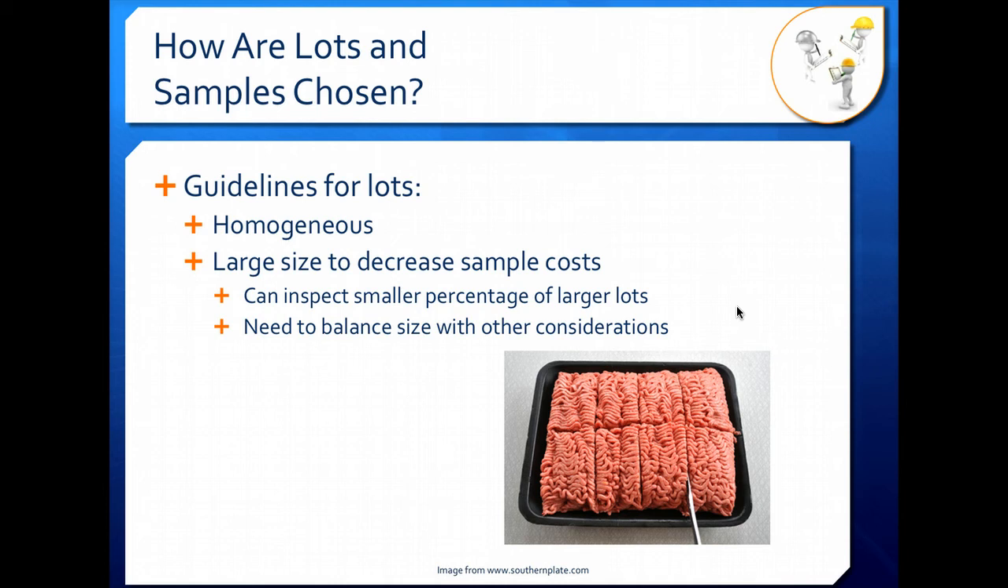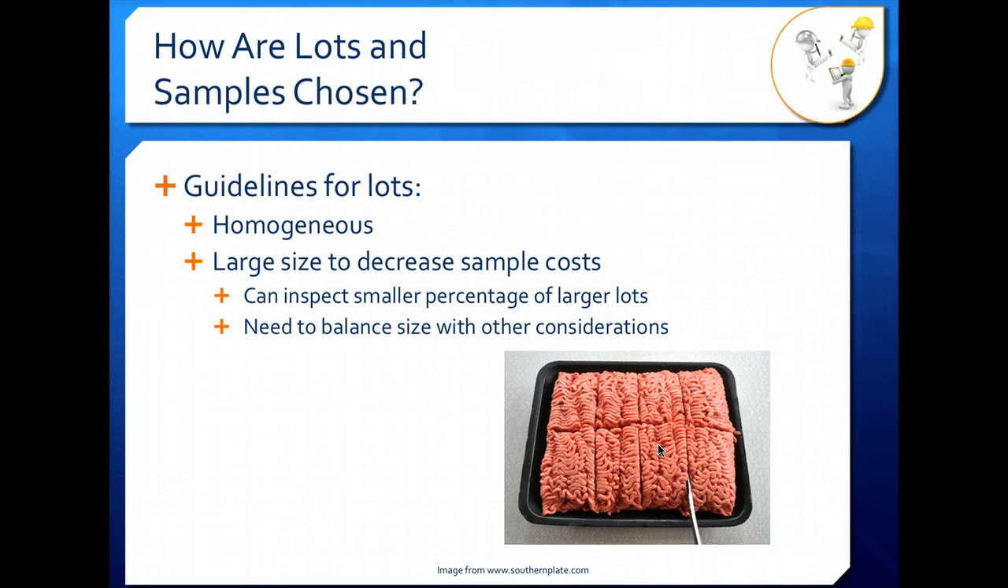If you have, let's say, a tray that contains turkey burger over here on the upper left, hamburger over here on the upper right, and then something else on the bottom, that's not very homogeneous, and you're going to get a different sample based on where you pull out of your lot.